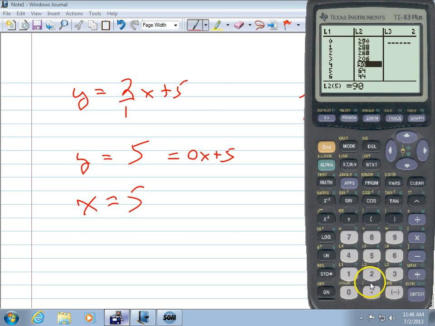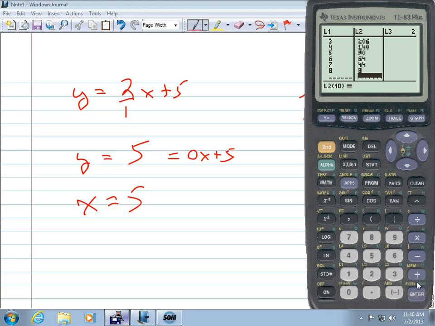206. Enter. 140. Enter. 90. Enter. 64. Enter. 44. Enter. And 8. Now, how do you get the calculator to find a good window for you when you're doing stats?